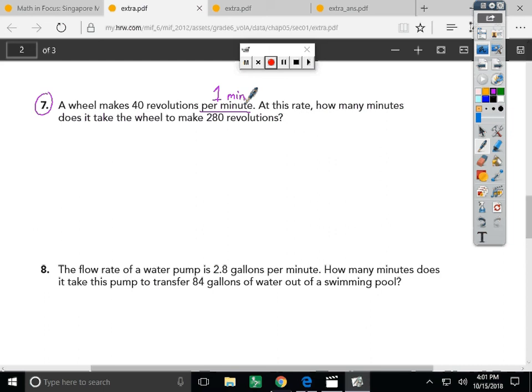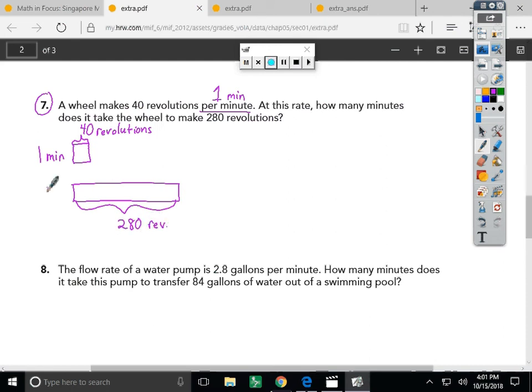So if I were to sketch this out for you, I'm not given a rate. I'm given a single tiny minute. I'm given a unit rate. And during that time, I can make 40 revolutions. Well, then if they ask me, how many minutes does it take to make 280 revolutions? I want more revolutions. I want to figure out what it would take to get to 280 revolutions. And the question is sitting here.